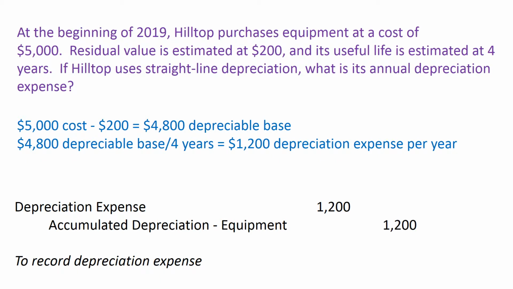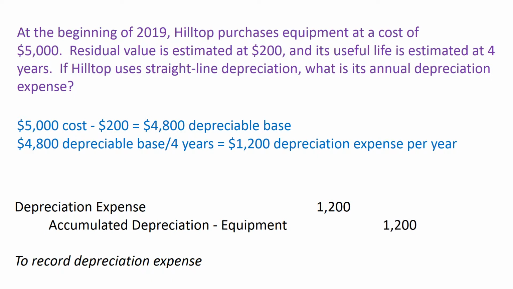At the beginning of 2019, Hilltop purchases equipment at a cost of $5,000. Residual value is estimated at $200, and its useful life is estimated at 4 years. If Hilltop uses straight-line depreciation, what is its annual depreciation expense? Hilltop's annual depreciation expense is computed as follows.